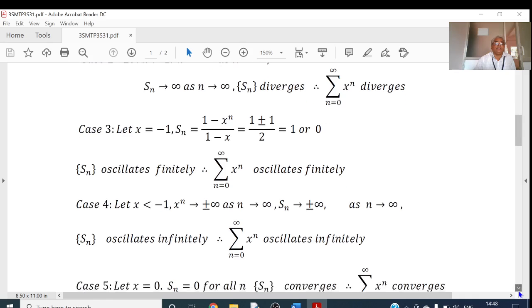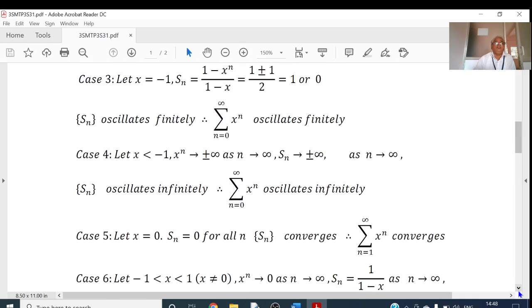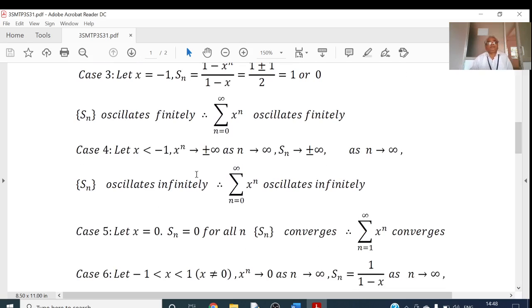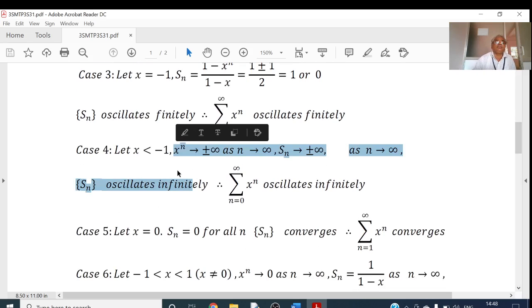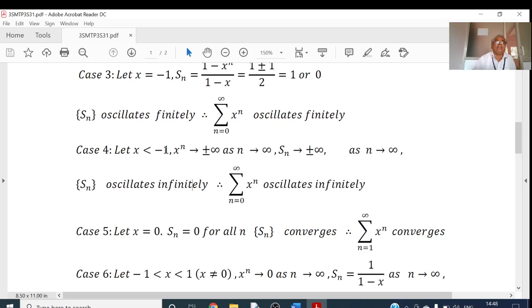Next, we consider another case. If x is less than minus 1, this value numerically is greater than 1 here. Less than minus 1 means it may be minus 2, minus 3, minus 4, minus 5, like this. If x is less than minus 1, what happens to x to the power of n? This goes to plus or minus infinity.